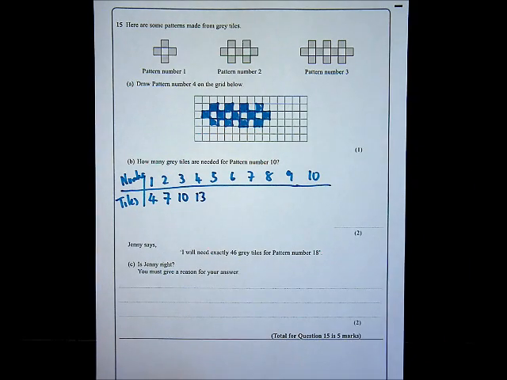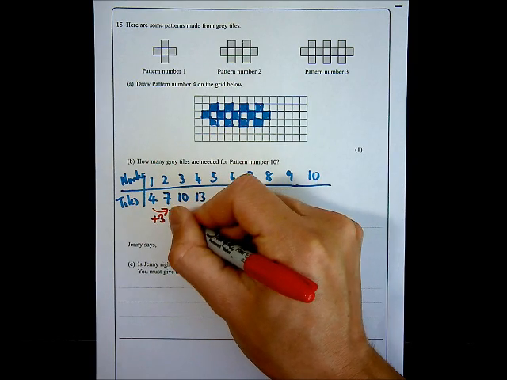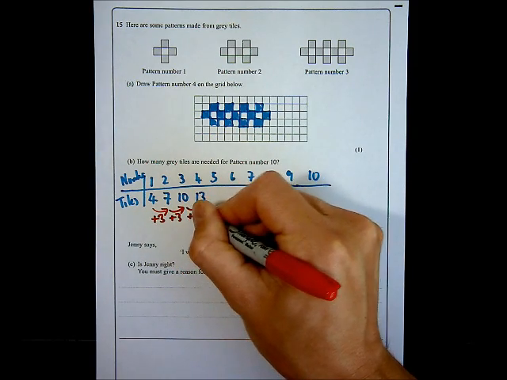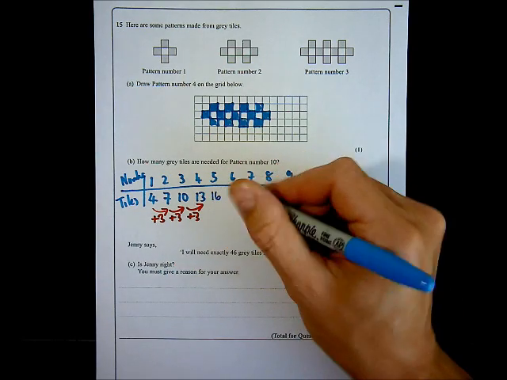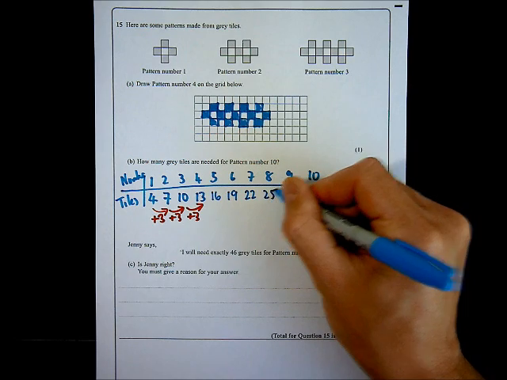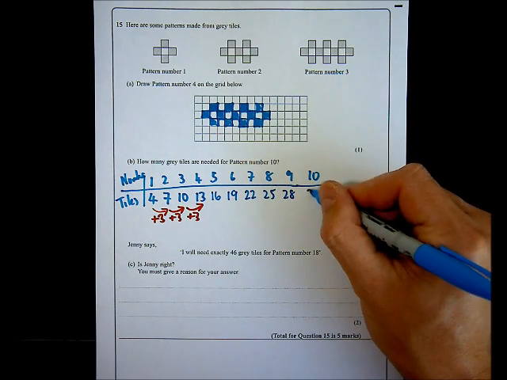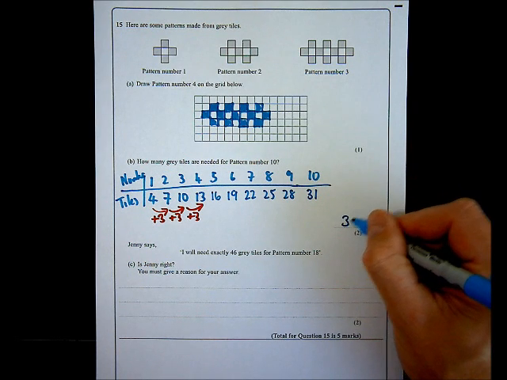Now from that, I can tell that my pattern is going up in 3s each time. So I'm just going to continue that. 13 will go to 16, and then to 19, and then to 22, 25, 28, and then 31. So the 10th pattern here has got 31 grey tiles.